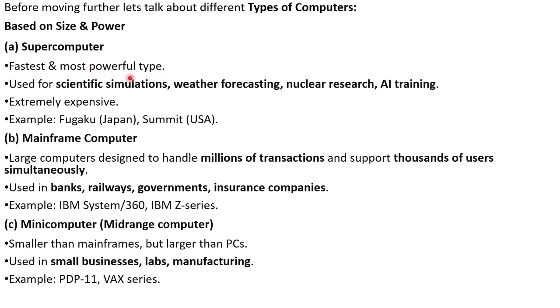most powerful type, used for scientific simulation, weather forecasting, nuclear research, and AI training. These are extremely expensive, and examples of this type of supercomputer are Fugaku, made in Japan, and Summit, made in USA. And the second type is mainframe computer.